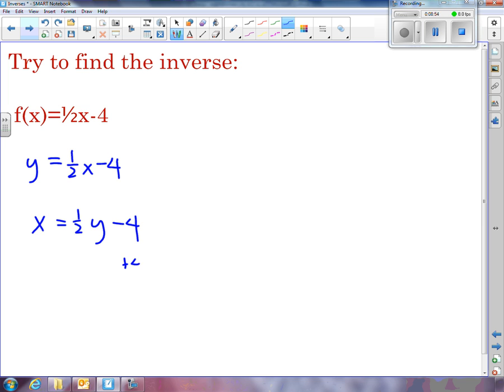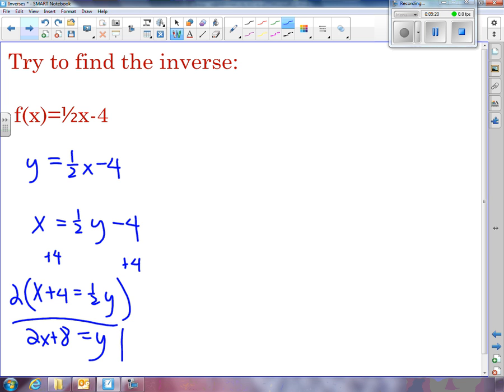First I'm going to add 4. So I get x plus 4 equals 1/2 y. Now I have to figure out how to get the y alone. I have 1/2 times y. In order to get the y alone, I'm going to multiply by 2. If you want to think about it as dividing by a half, that's the same thing. So if I multiply this whole equation by 2, I get 2x plus 8 equals y. So that is the inverse of my original. Don't forget to answer the questions.